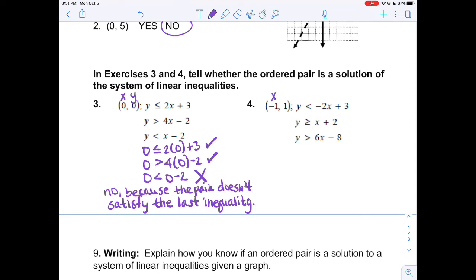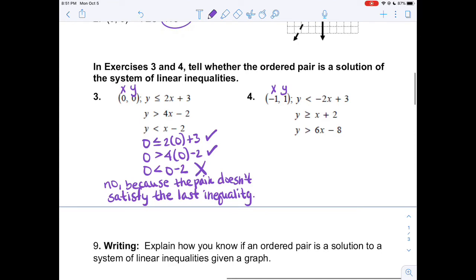This time x is negative 1 and y is a positive 1. So we're going to plug those in to each inequality and see if it's a true statement. Starting with the first one, 1 for y is less than negative 2 times negative 1 plus 3. The math is getting a little more complicated here, so I'm going to go ahead and do an intermediate step here where I combine all of this. Negative 2 times negative 1 is a positive 2, and plus 3 is 5. My inequality reduces to 1 is less than 5, and that's true.